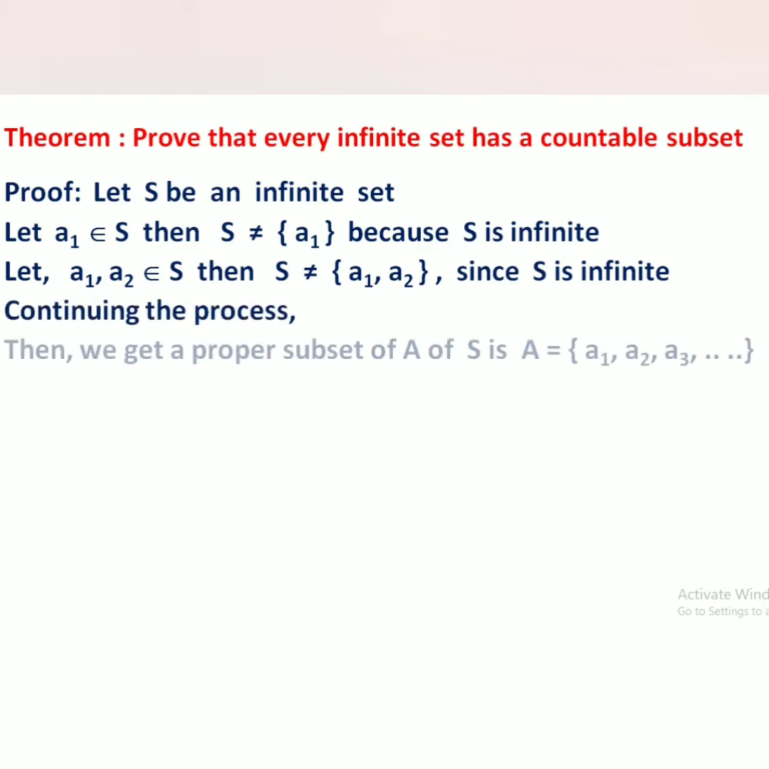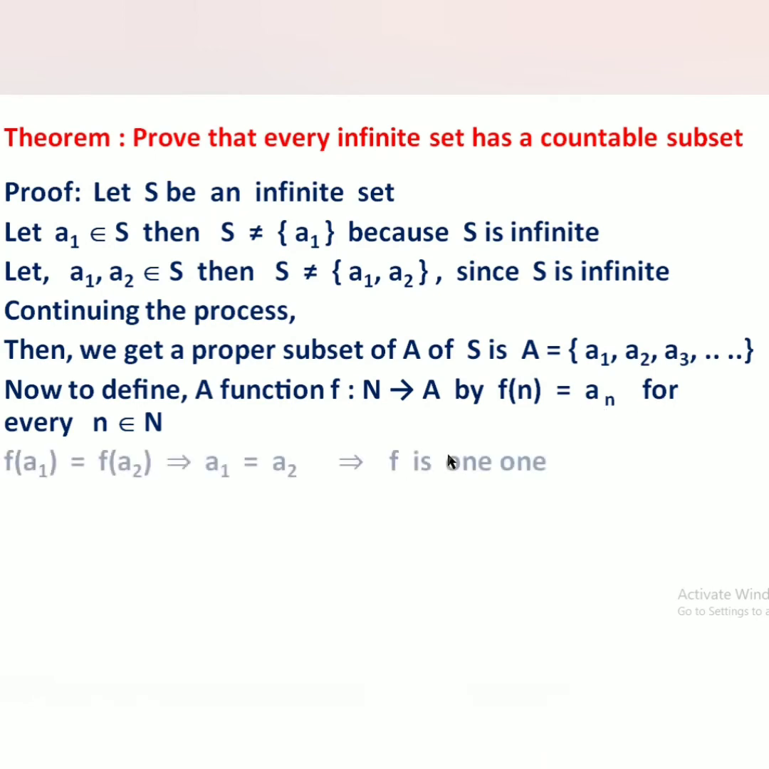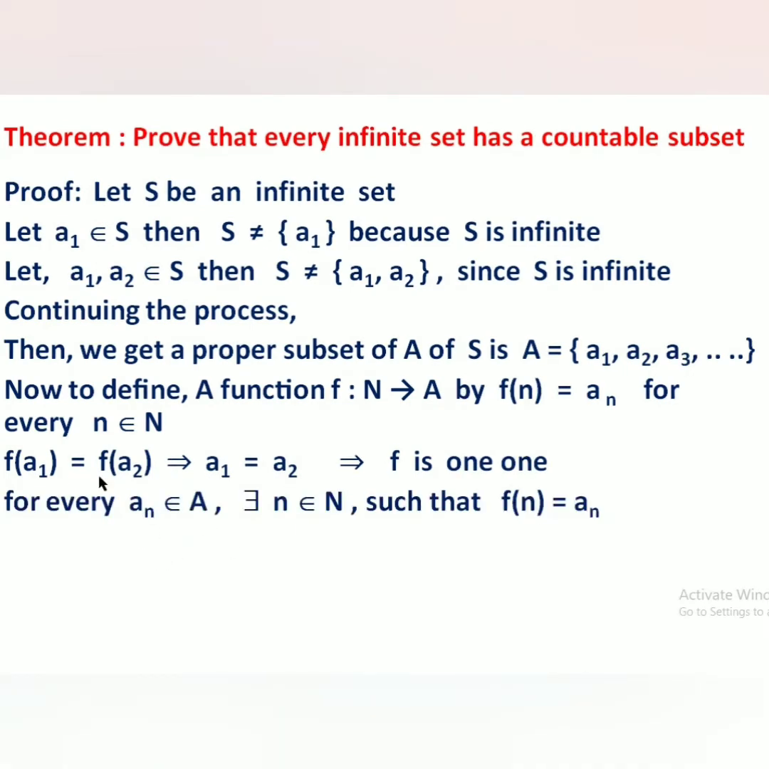Continuing the process, we get a proper subset A of S containing the elements a1, a2, a3 and so on, up to infinitely many elements. Now define a function f from N to A by f of n equal to an for every n in the natural numbers. No doubt that f of a1 equal to f of a2 implies a1 equal to a2, therefore f is one-one.